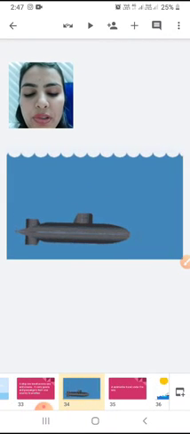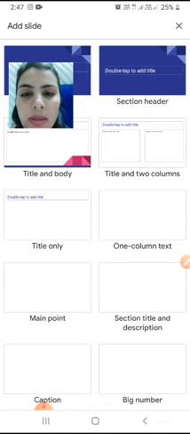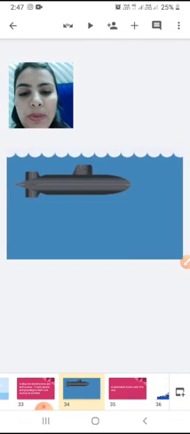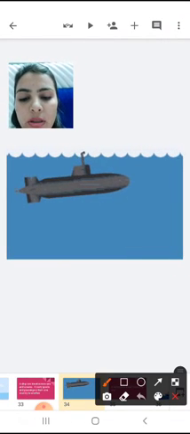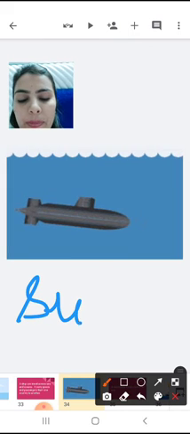Next, what picture is this? This is the picture of a submarine.